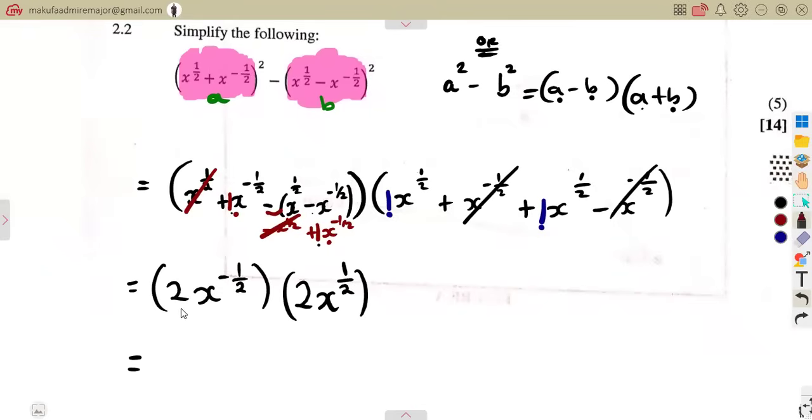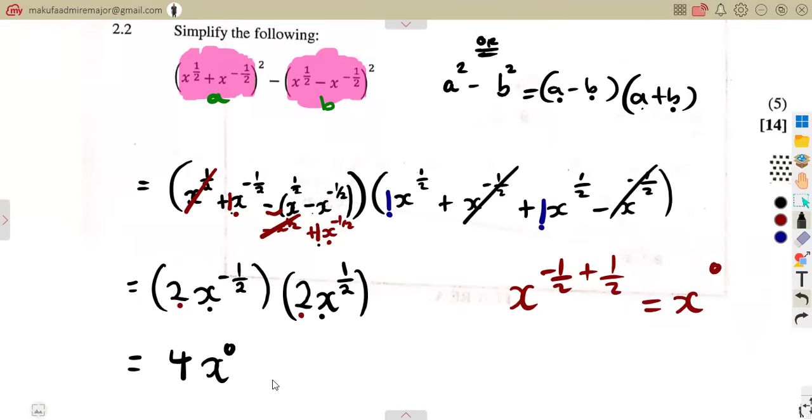Expand the bracket. 4, in this case, 2 times 2. That was going to be a 4. x and x, you're multiplying the bases which are the same. What is it that you do? Remember, if you're multiplying the bases which are the same, you add the exponents. So it's minus half plus a half, which is x to the exponent of 0. And what is x to the exponent of 0? That is a 1. So 1 times 4, that still gives us the 4.